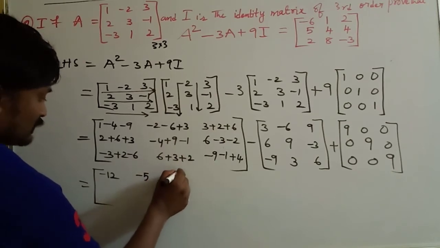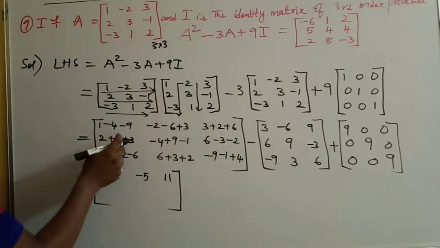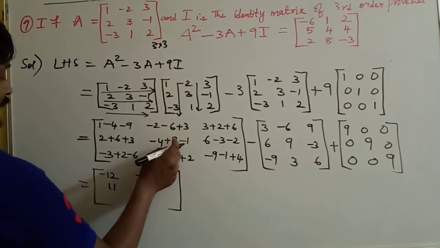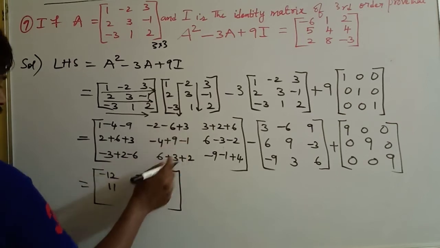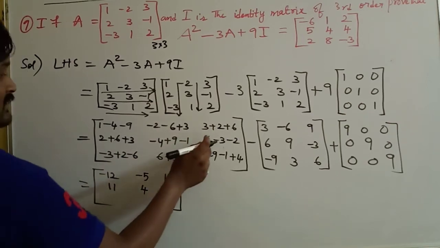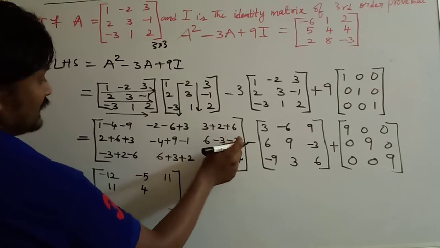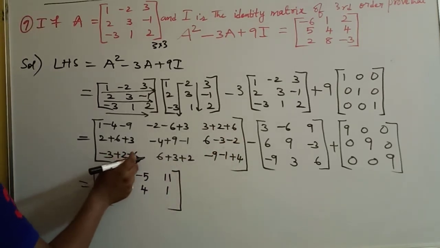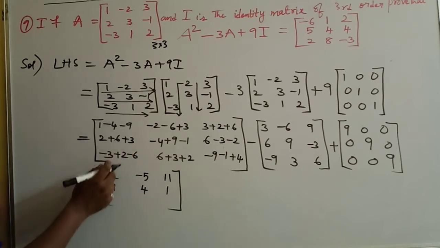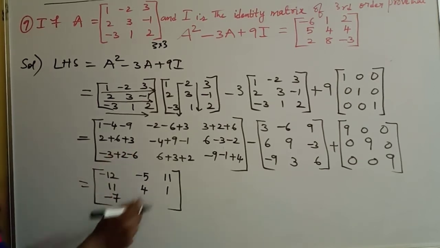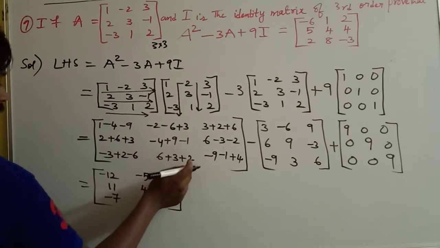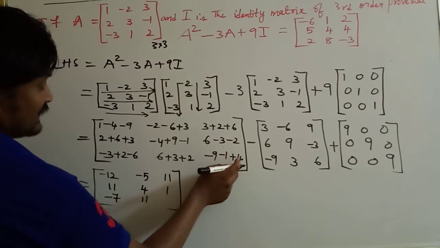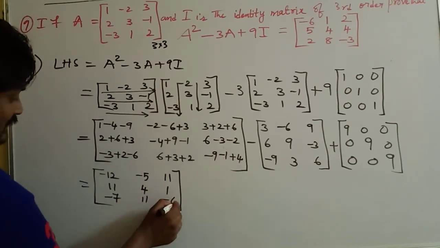So I am writing all this. Then 6 plus 3 is 9, 9 plus 2 is 11. 9 minus 4 is 5, 5 minus 1 is 4. 6 minus 3 is 3, 3 minus 2 is 1. Minus 3 minus 6 is minus 9, minus 9 plus 2 is minus 7. 6 plus 3 is 9, 9 plus 2 is 11. Minus 9 minus 1 is minus 10, minus 10 plus 4 is minus 6.